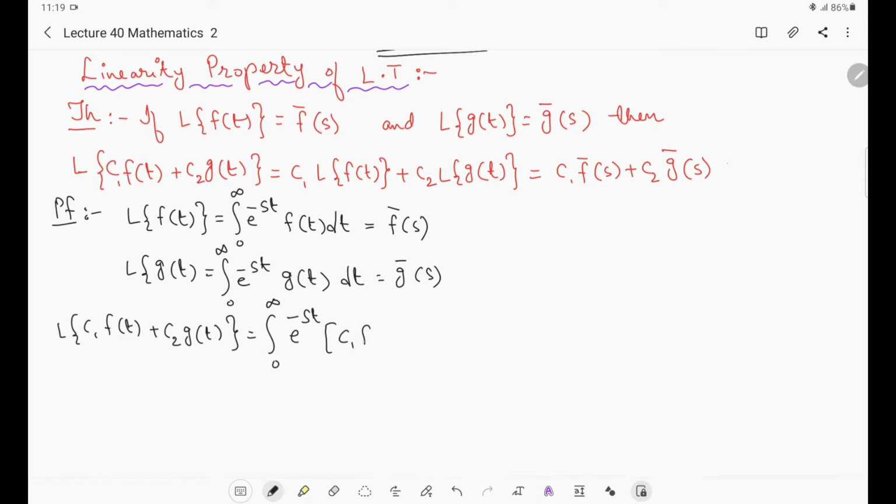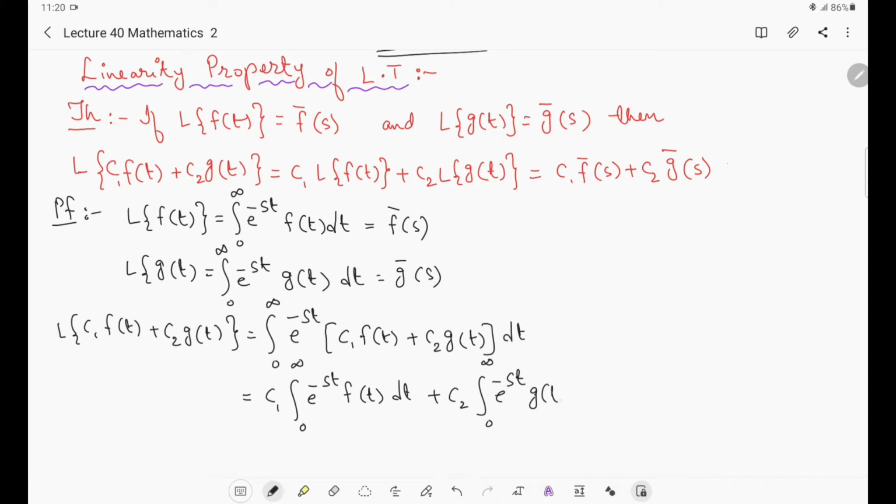So I am going to write C1 into f of t plus C2 into g of t into dt. This is according to the definition. Now from the integrals, because C1 is a constant, I can write this outside: C1 into integral 0 to infinite e power minus st. This f of t can be taken inside, so f of t dt plus, so I am separating the terms, plus C2 into integral 0 to infinite e power minus st g of t dt.